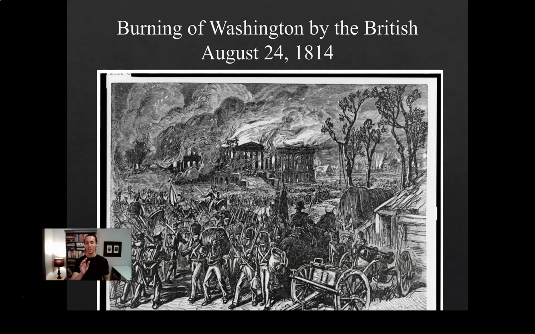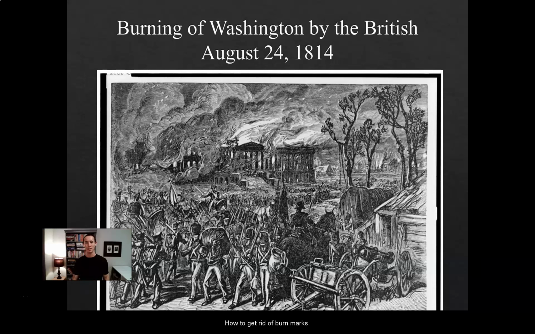Now, supposedly, and I've read that it's true and I've read it's not true, so I'll tell you, but with that caveat. Why do we call the White House the White House? Supposedly, after the War of 1812, after it was burnt down to the ground and put back together, it was built back up, there were still burn marks.